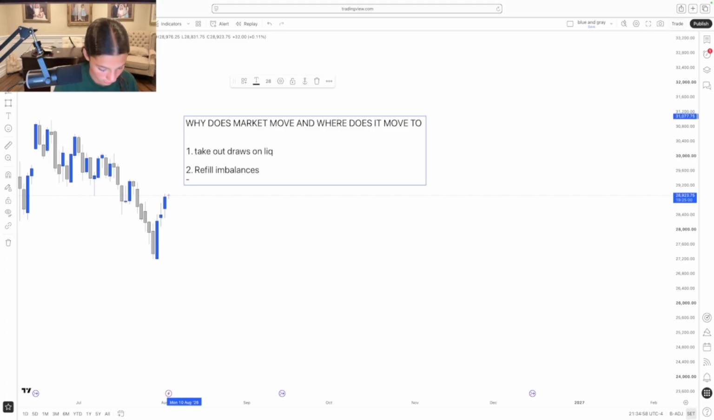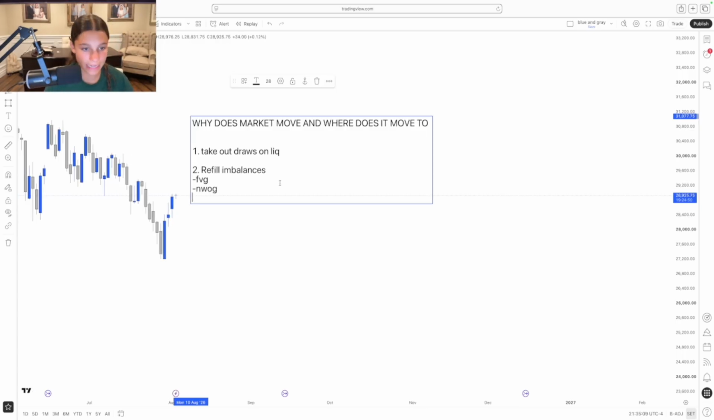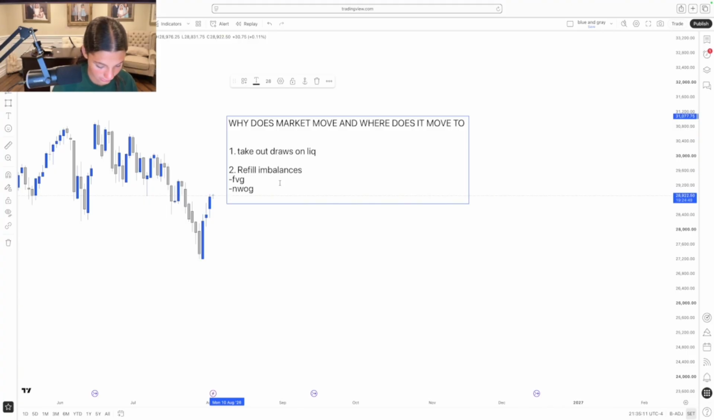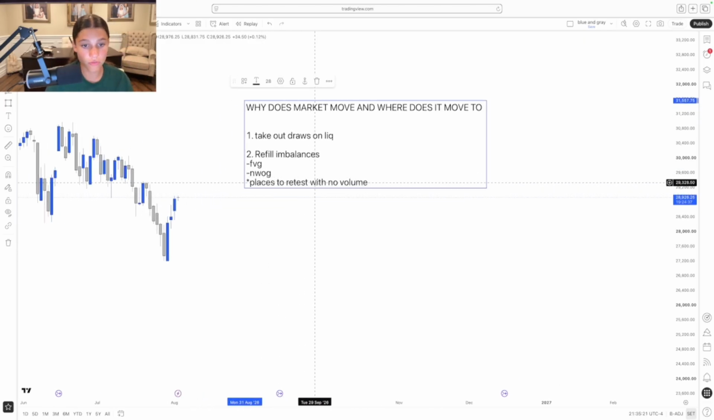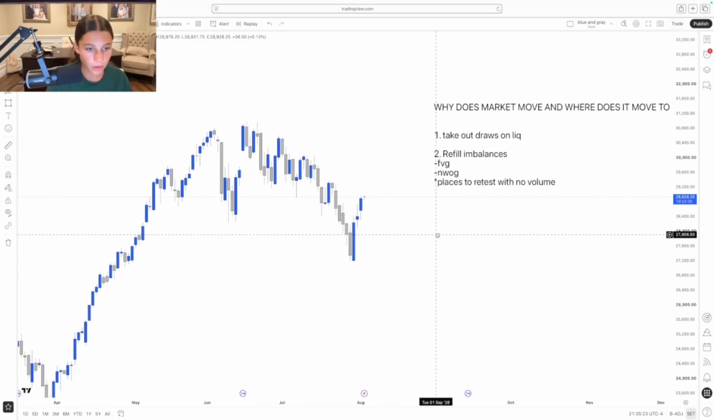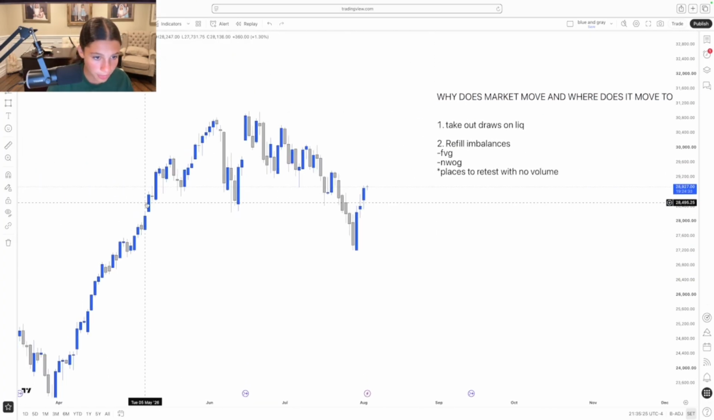So we have FVGs, new week, new week opening gap, right? All those gaps where there's no candle to retest, right? So basically, to sum it all up, places to retest. To retest with no volume, right? So that's basically what that is. You're retesting with no volume. So there is no volume, right?